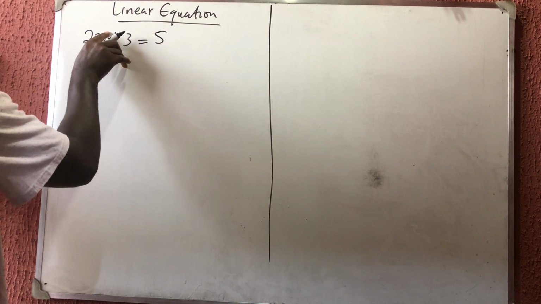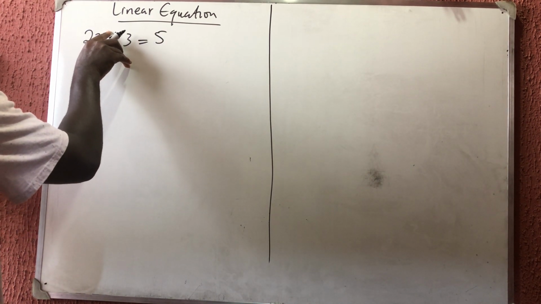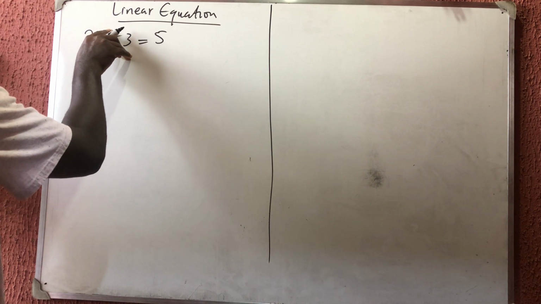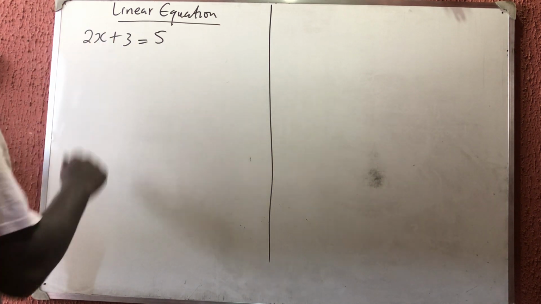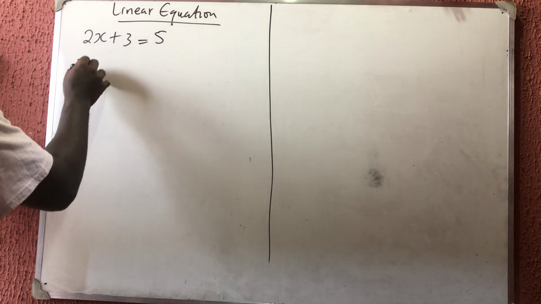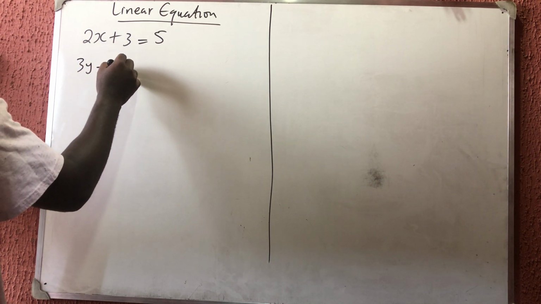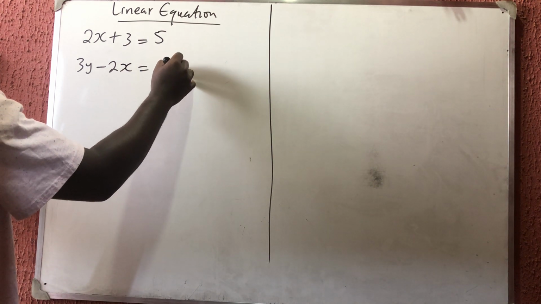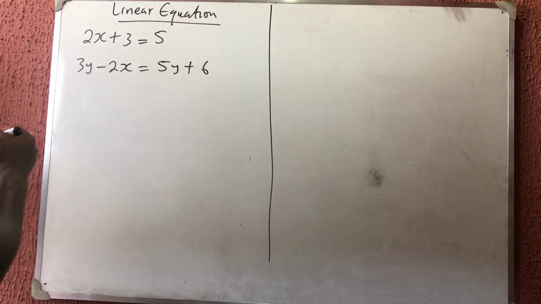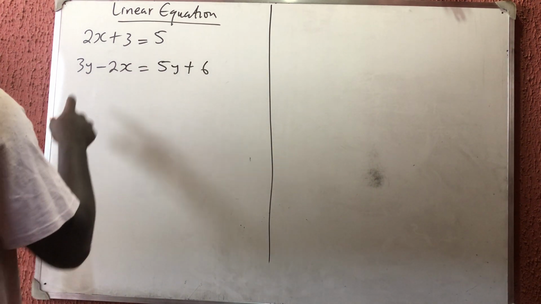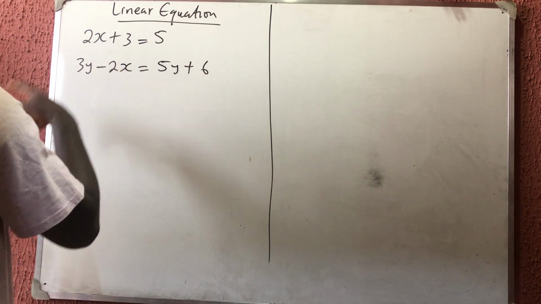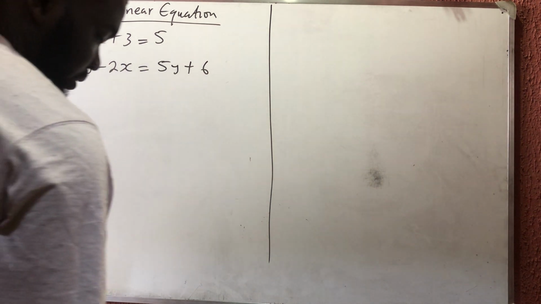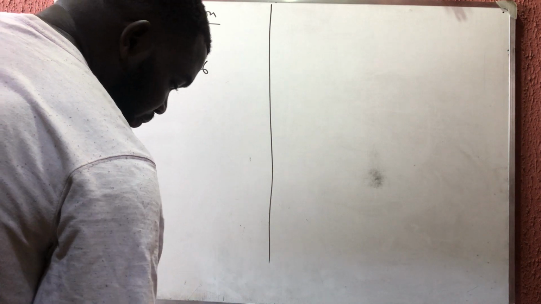As far as the power here, the power here is 1. When there is no power written here, it means 1. And if the power is 1, then it's a linear equation. You have 3y minus 2x is equal to 5y plus 6. Anything that you have, just know that the power of the variable must be 1. Then it is a linear equation, right?